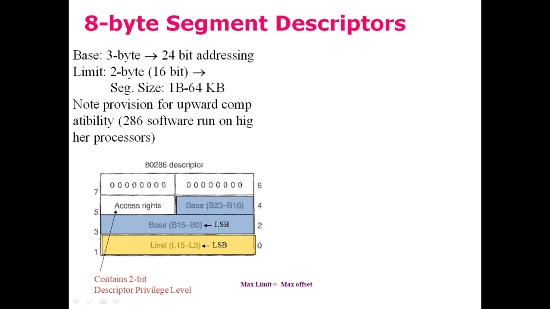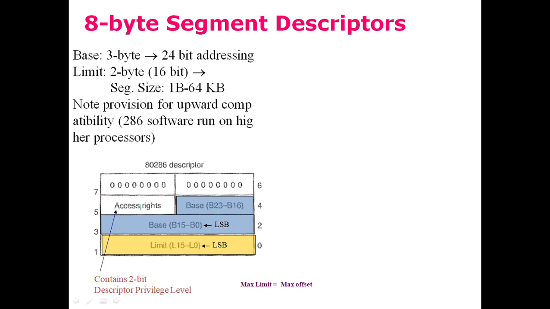The next 3 bytes, byte 2, byte 3, and byte 4, make the 24-bit base of the segment, and they include bit 0 to bit 15 here, and then bit 16 to bit 23. So these 24 bits of the base field are defined in these 3 bytes.